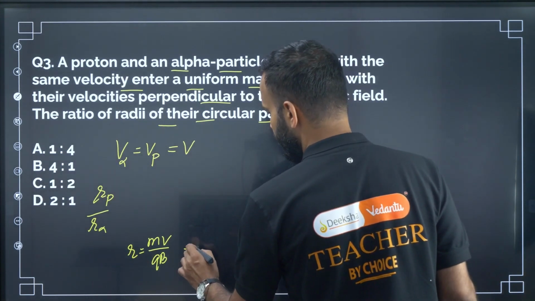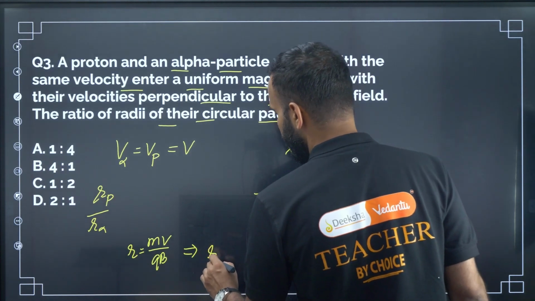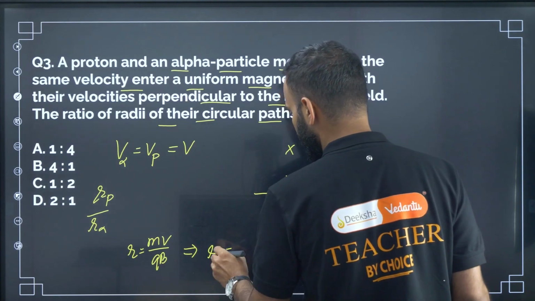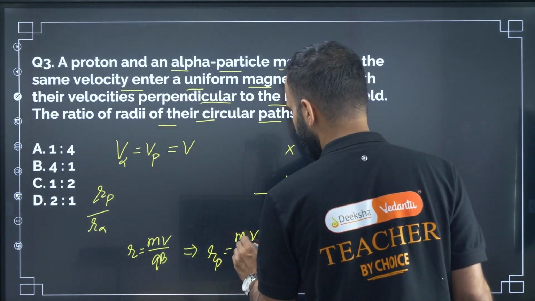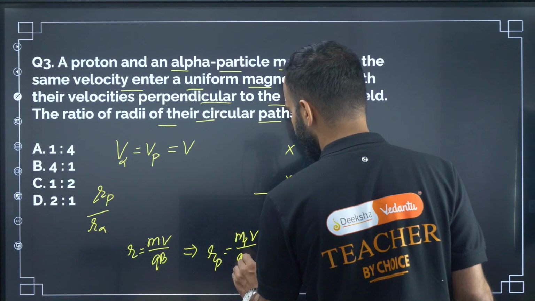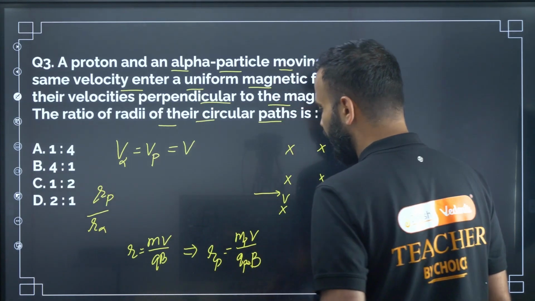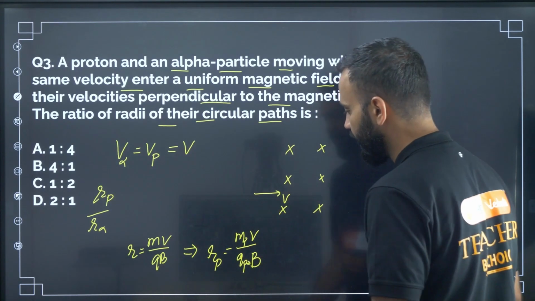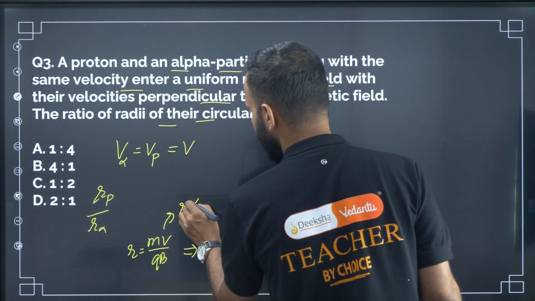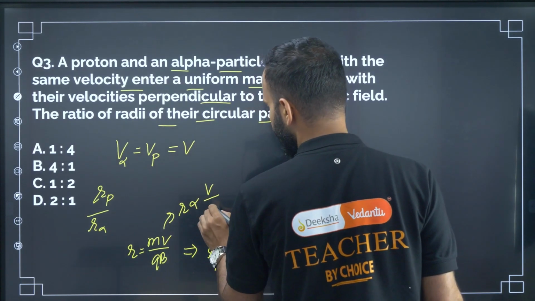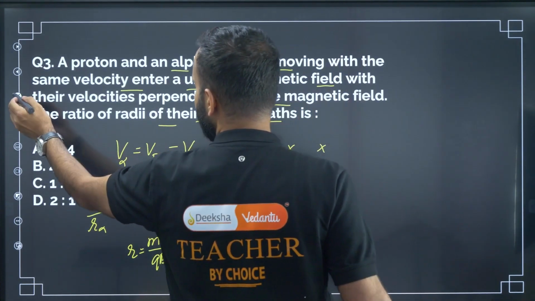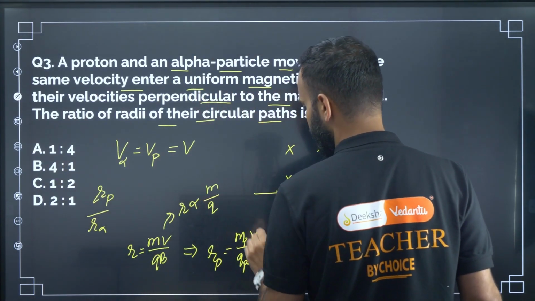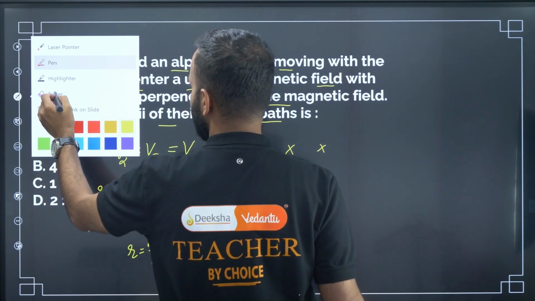So now here for proton, the radius of the circular path of the proton, rp, is equal to mp into v divided by qp into b, right? Anyway, here b is the same, v is the same, right? So from this I can conclude that r is directly proportional to m divided by q, m by q.